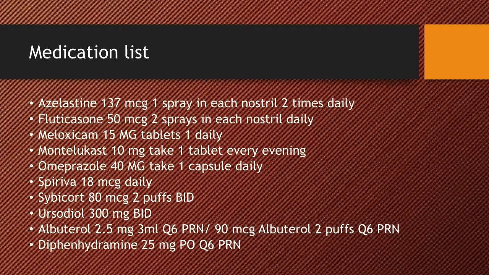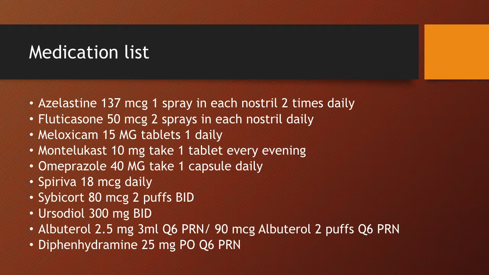So the Symbicort is 80 micrograms, 2 puffs BID. We give this in the hospital all the time, and this is a combination of two drugs. It's a combination of budesonide and formoterol, I believe. The budesonide is the glucocorticosteroid, so that's the steroidal part, and the formoterol is the adrenergic beta 2 receptor agonist. So this is more of a long-acting beta agonist. So these are more maintenance kind of drugs.